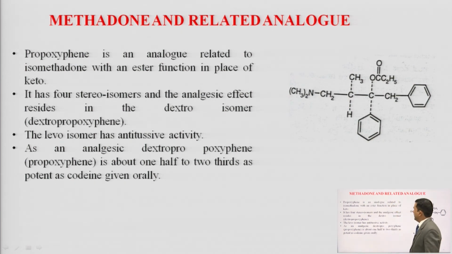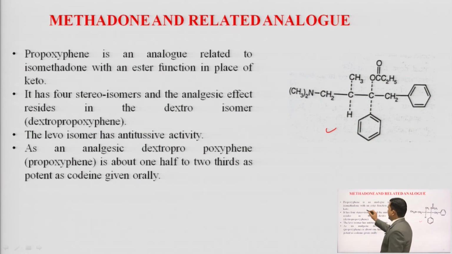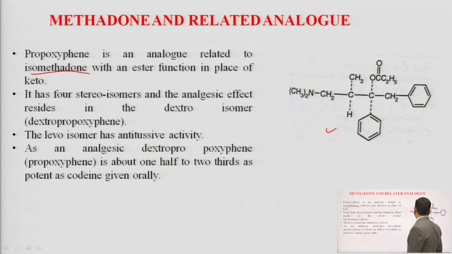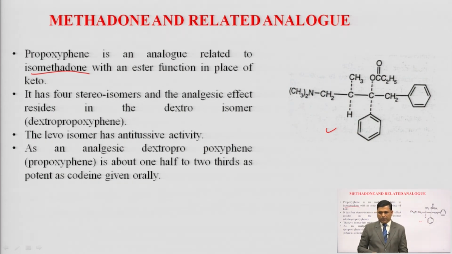Another derivative of methadone is propoxyphene. Propoxyphene is an analog related to isomethadone with an ester function in place of the keto group. So, we have the keto group, and if this keto group is replaced by an ester, then we get propoxyphene. It has 4 stereoisomers. The dextro isomer, dextropropoxyphene, as the name indicates, is more active for analgesic effects than the levo, and the levo isomer is active in the case of antitussive property.